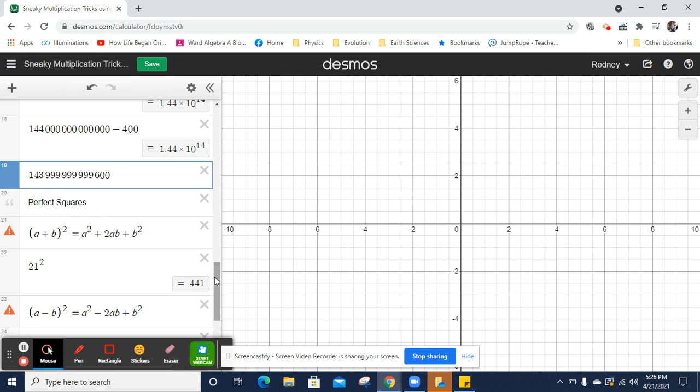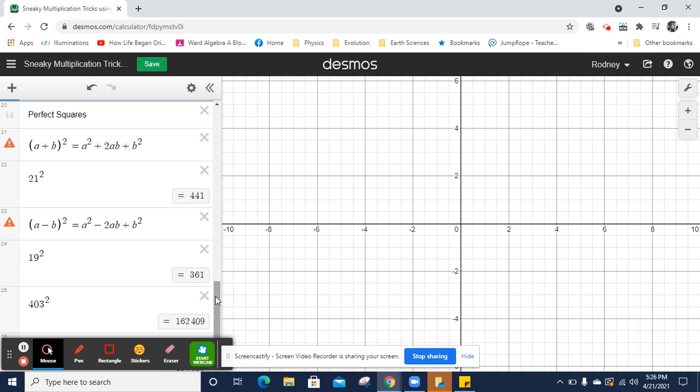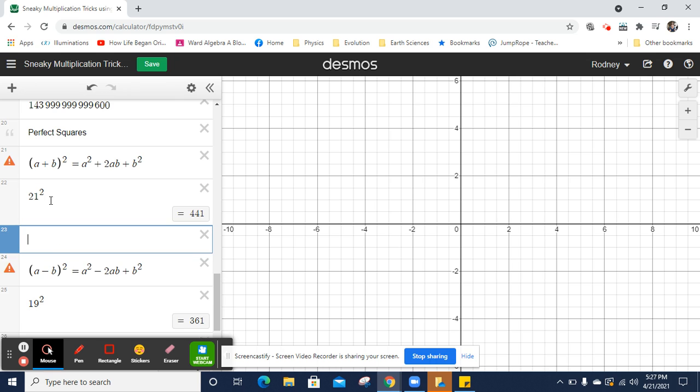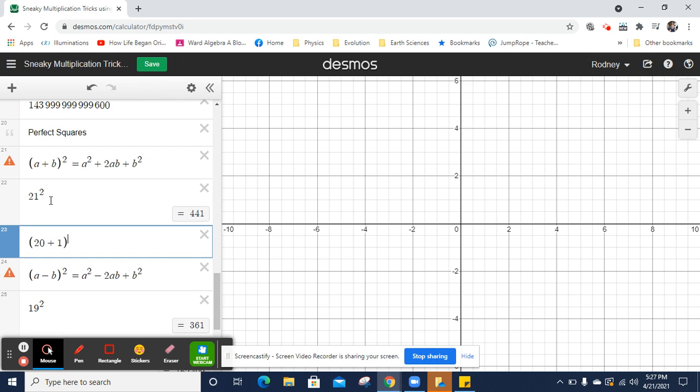Perfect squares take a little bit more work, but let's say you wanted to square 21. And of course, it gives us our answer, 441. We're going to use this structure, (a plus b) squared equals a squared plus 2ab plus b squared. So the first thing I want to do is set it up like this. 21 squared could be rewritten as 20 plus 1, and then we'll square it.